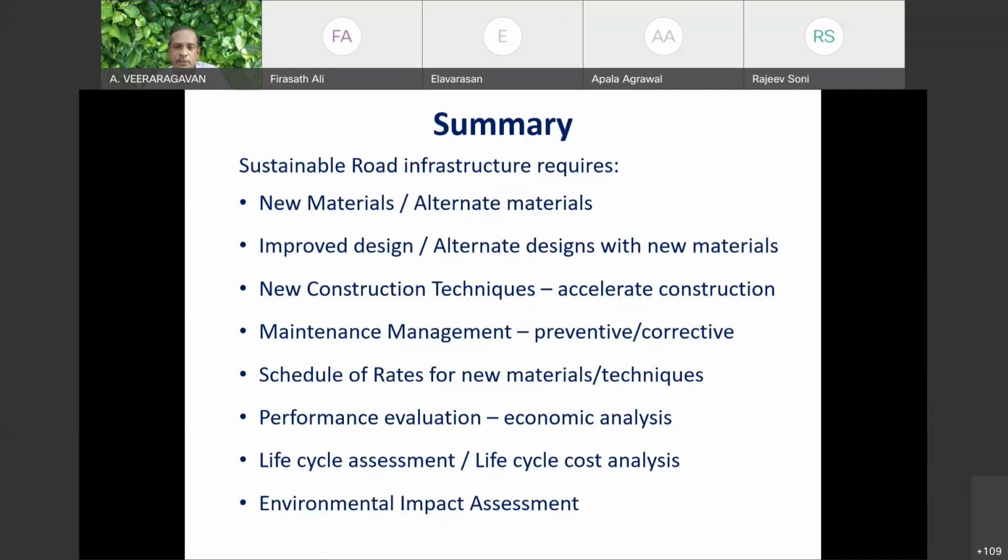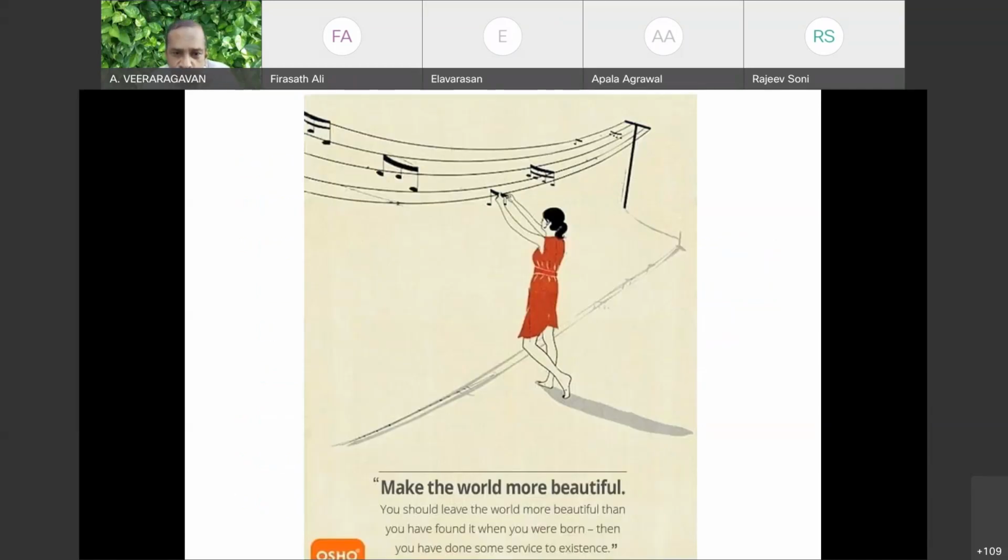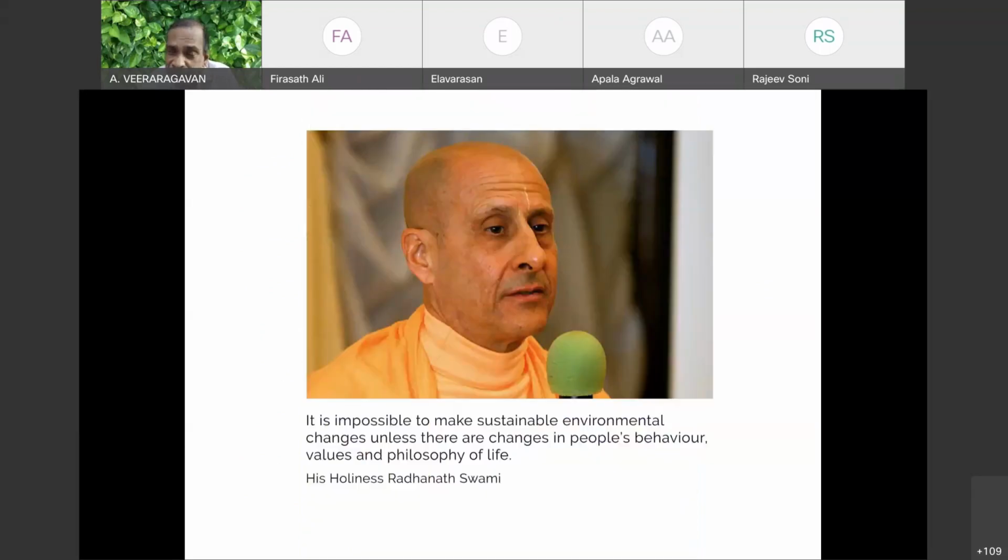Life cycle assessment is going to be another order of the day. And more importantly, sustainable pavement systems warrant environmental impact assessment and considering that parameter in the pavement evaluation, pavement construction, pavement design process. So make the world more beautiful. You should leave the world more beautiful than you have found it when you were born. That is sustainable engineering. Then you have done some service to existence. So make the quality of the life of the people happy. But it is impossible to meet sustainable environmental challenges unless there are changes in people's behavior, values, philosophy of life.